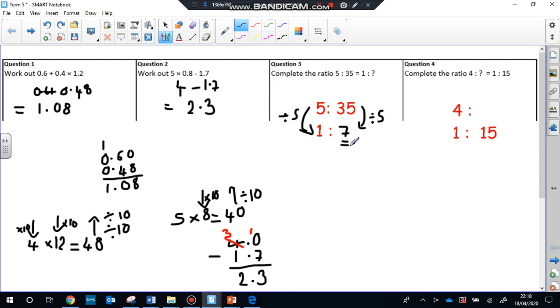Okay, here we're simplifying this to here. So again, how did I get from 4 to 1?